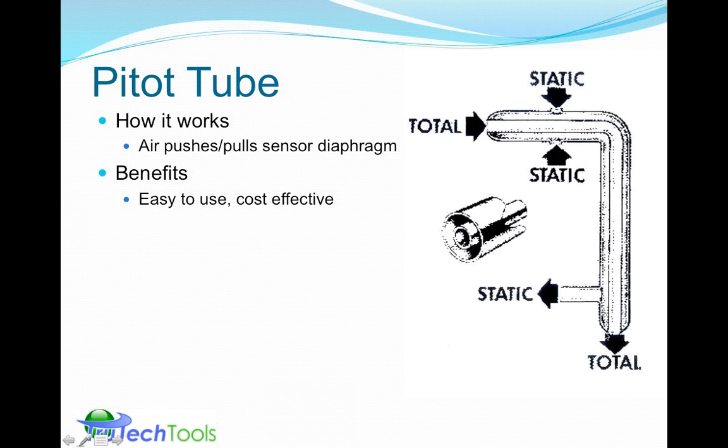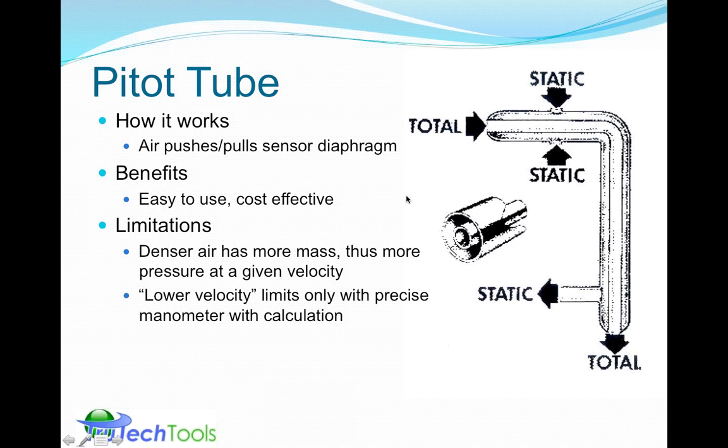You have the pitot tube. It can range anywhere from $50 up to a couple hundred dollars. The tube itself, you do need a manometer, a pressure meter. It's pretty cost effective. A combination with a magnehelic and a static pressure tip, you can be well under $200 and be up and running doing the pitot tube measurement.